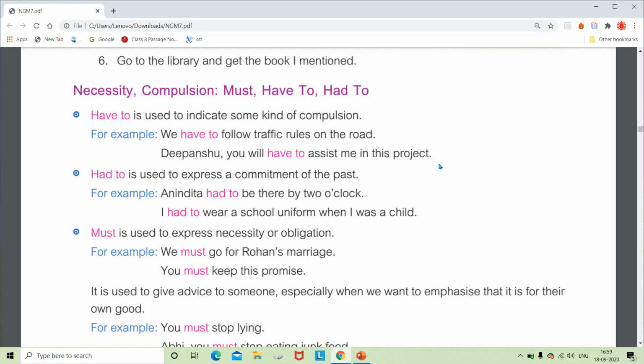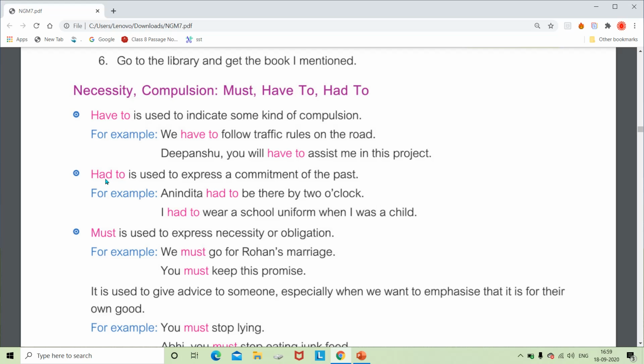So it means you cannot go anywhere else, you cannot escape from your duties and responsibilities. You will have to assist, karna hi padega. It's a compulsion, it shows compulsion. And the same thing, if you want to talk about it in the past, at that time we have to use the past tense of have, that is had.